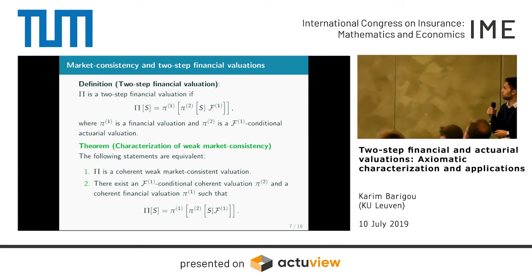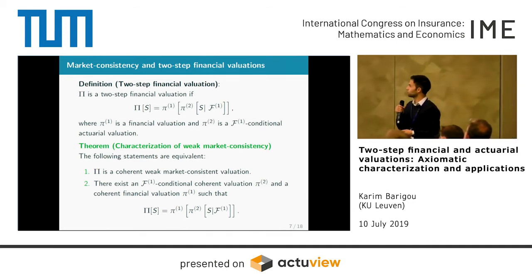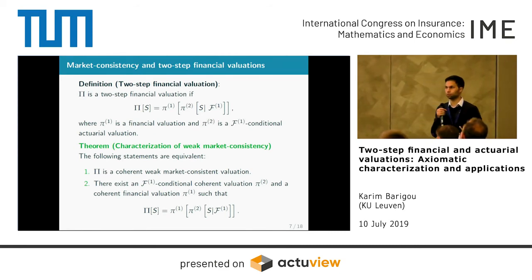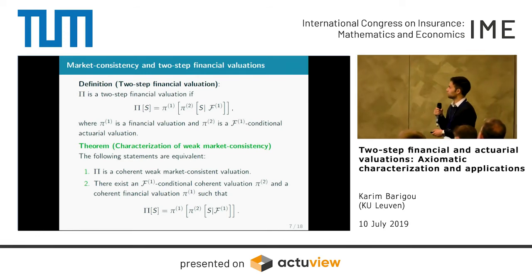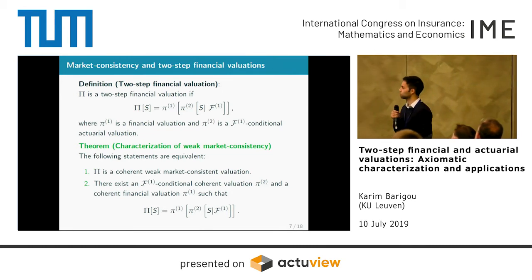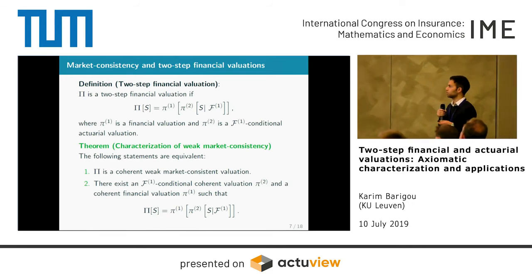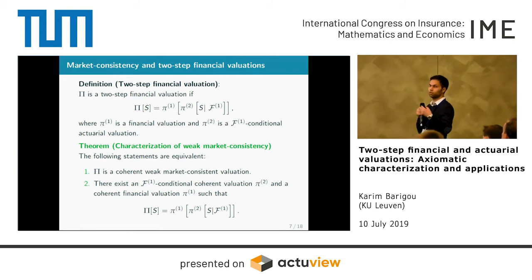What is interesting is that if you work in the current setting, one can show that a valuation is weak market consistent if and only if it has a two-step financial representation. So if you apply this operator, you would find a valuation that is weak market consistent, but also the other way around. If you have a valuation that is weak market consistent, you can have a two-step representation.